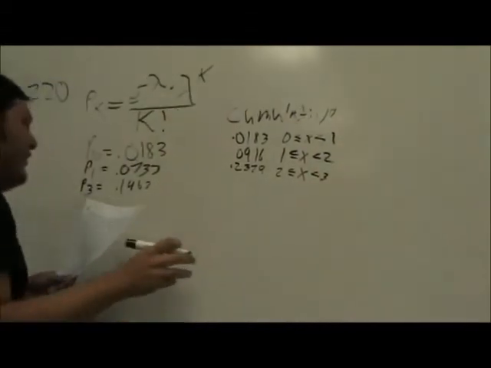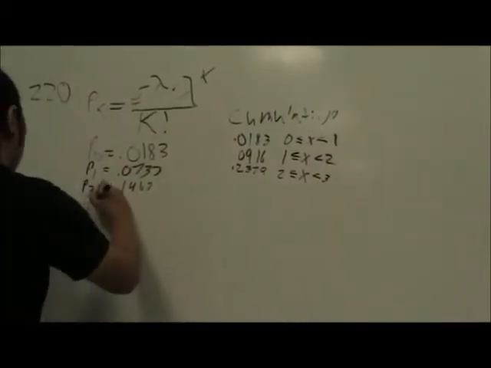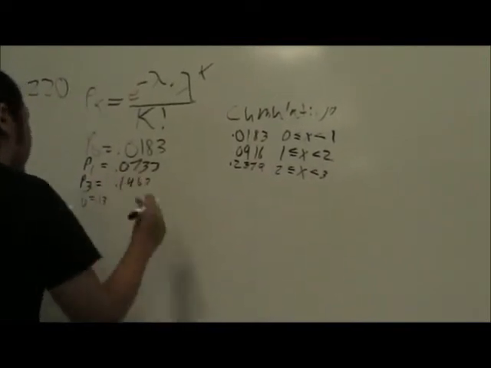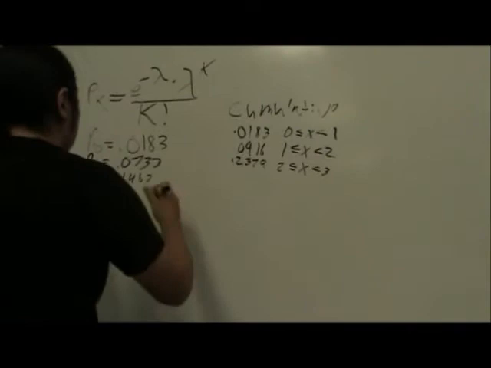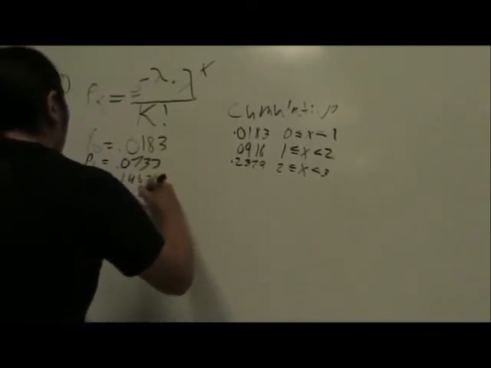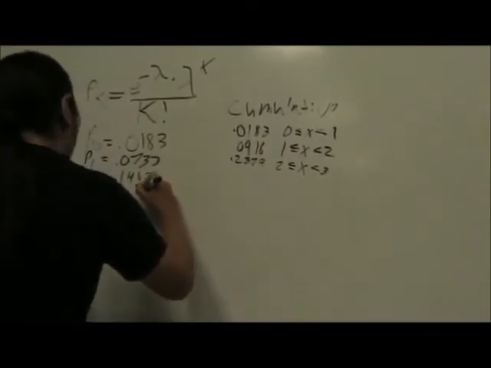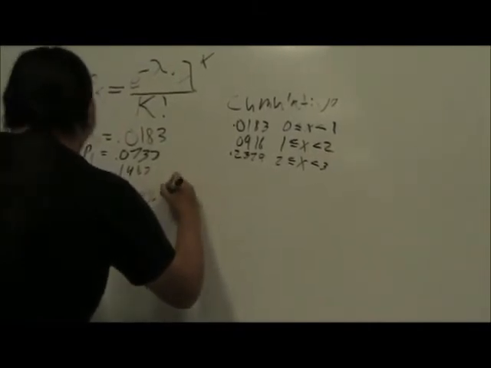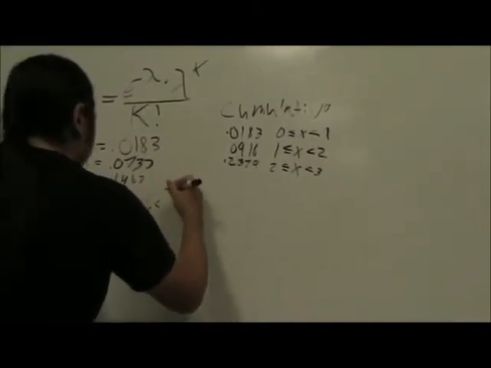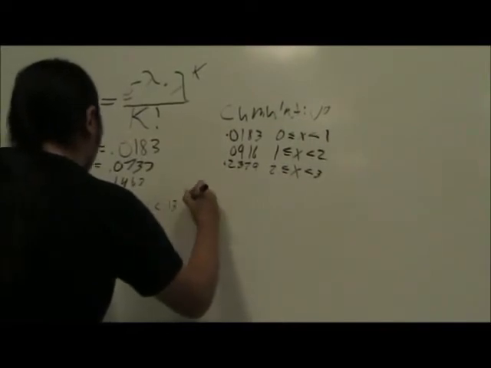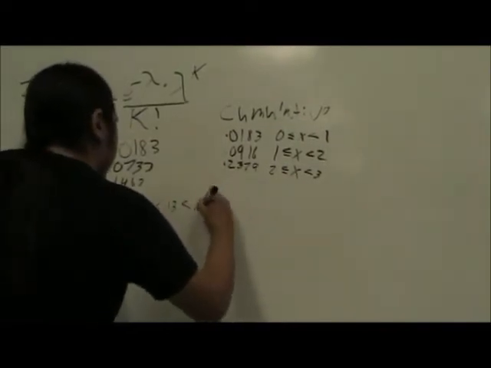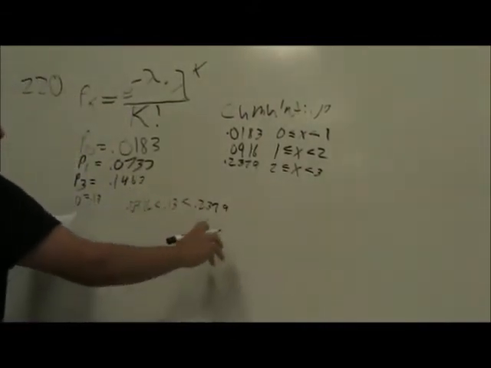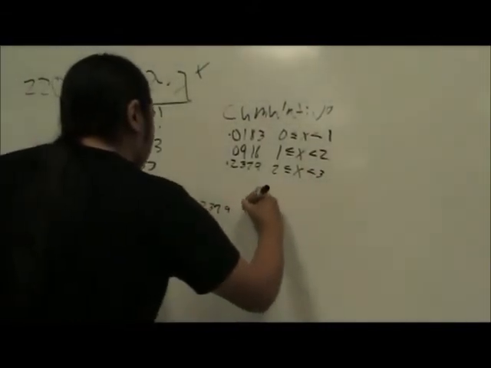And now you can use the inversion method for u equal to 0.13 to get the simulated number of claims. So 0.13 is in between 0.0916 and 0.2379. And so you say the simulated number of claims is equal to 2.